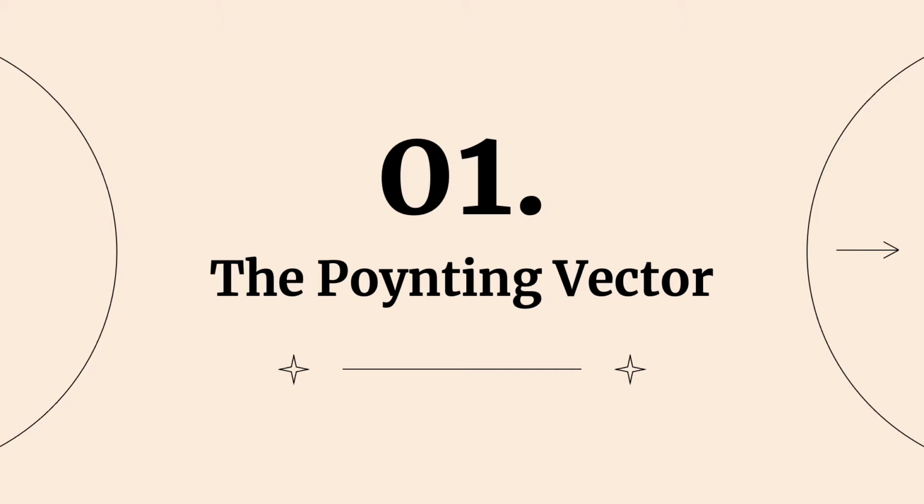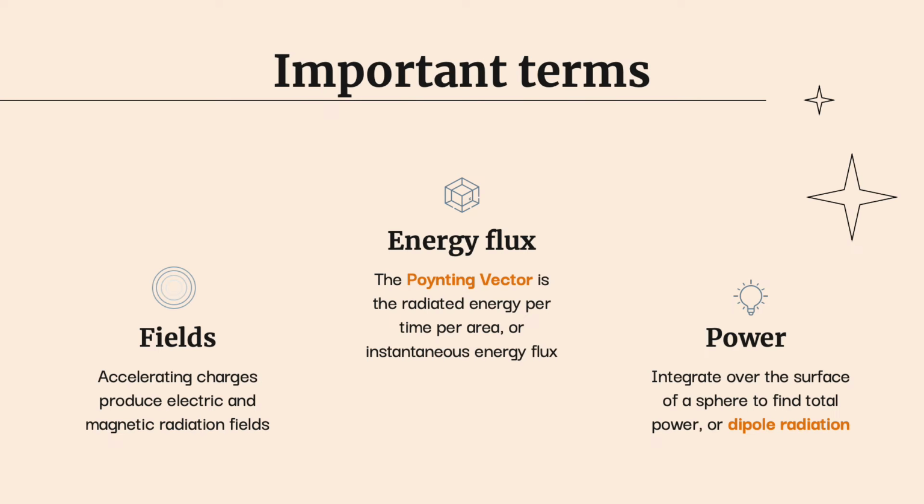Starting with the Poynting vector. A few important terms to note. An accelerating point charge radiates and loses energy, and it creates an external electric field that exerts an influence on other nearby particles. We can describe the power, which is an expression of dipole radiation, by starting with definitions of the radiation fields and energy flux, which can also be described as the Poynting vector.